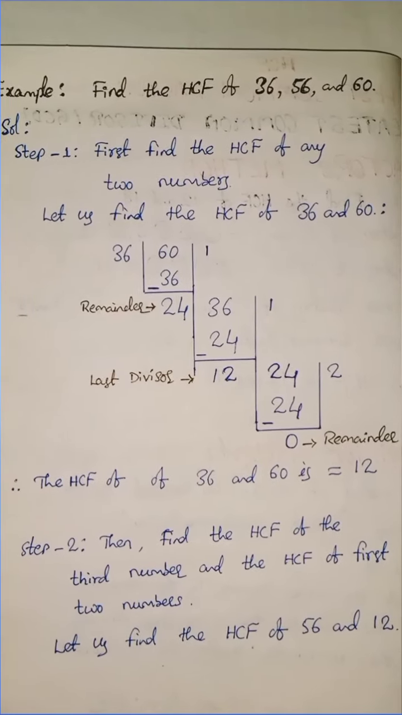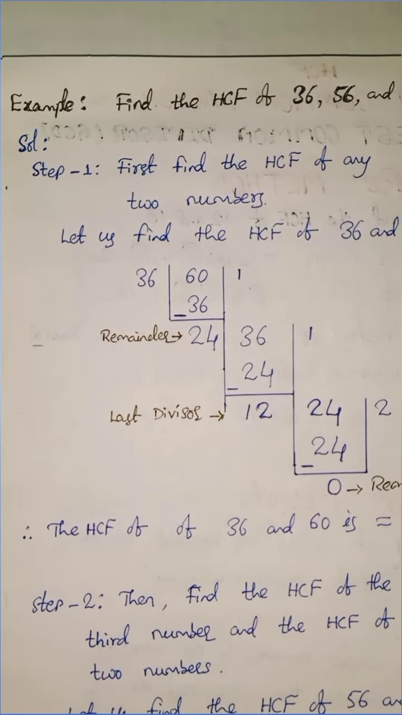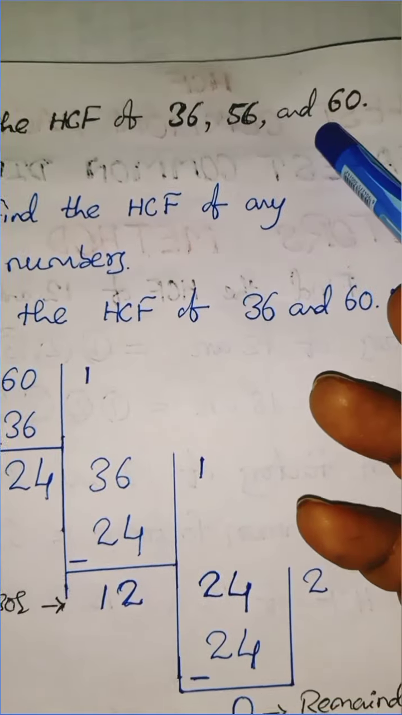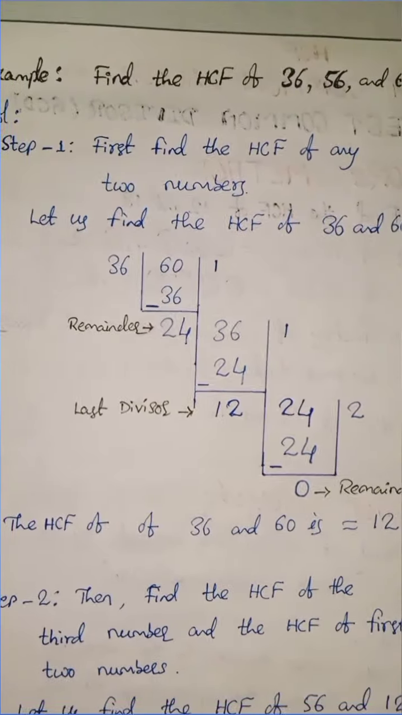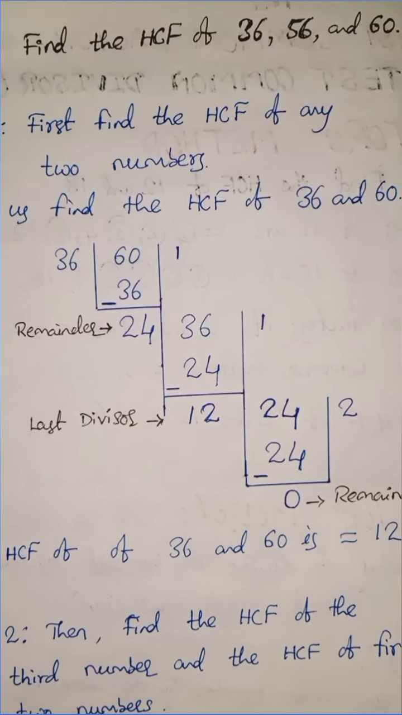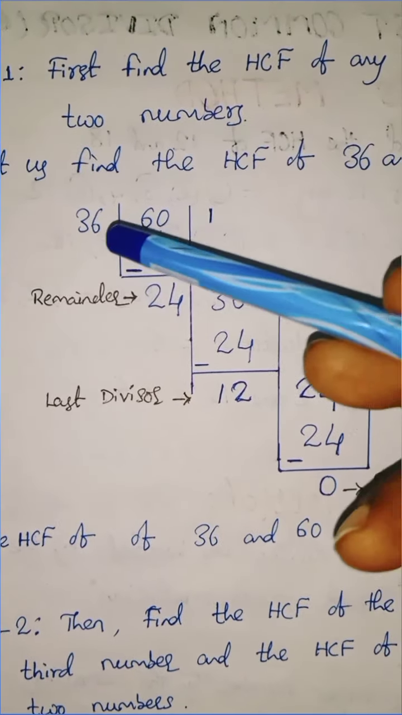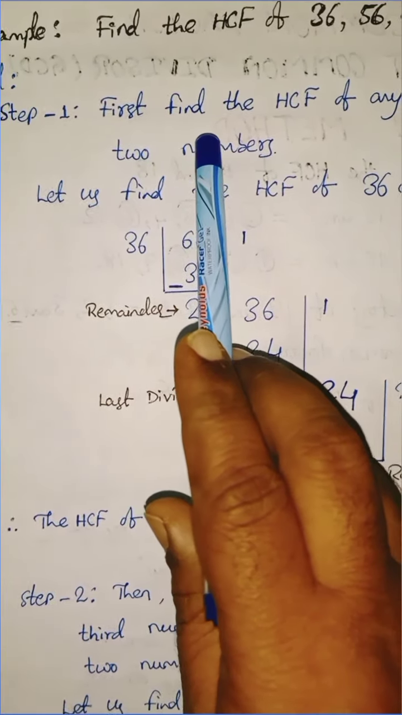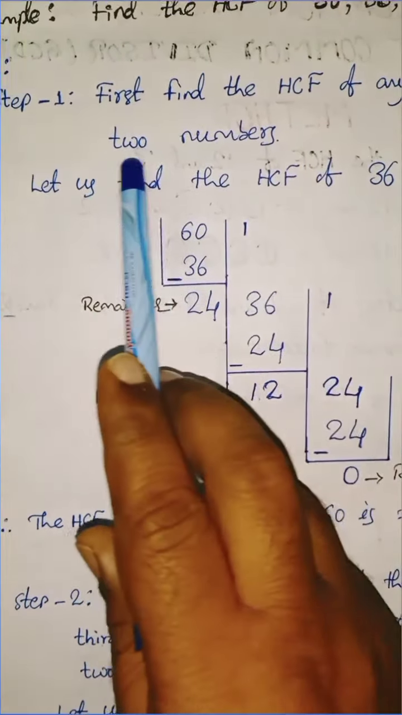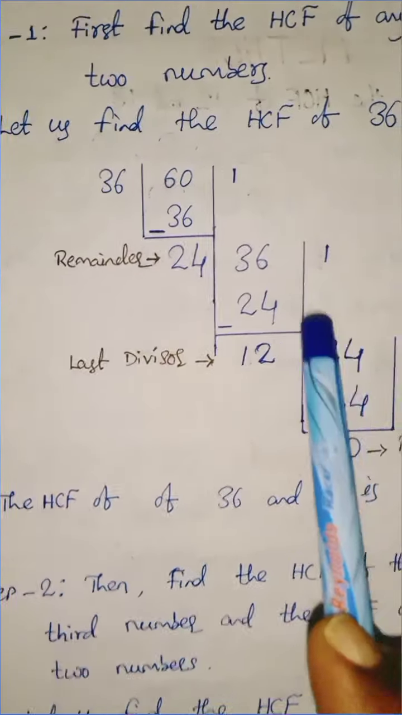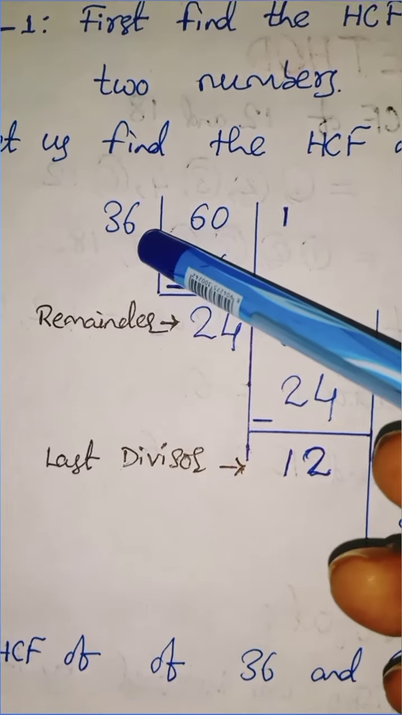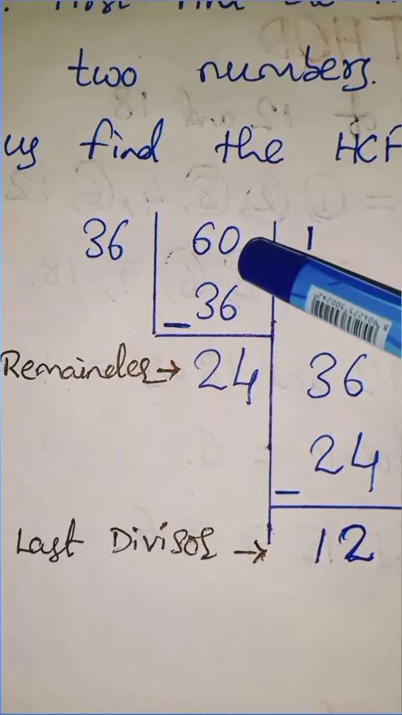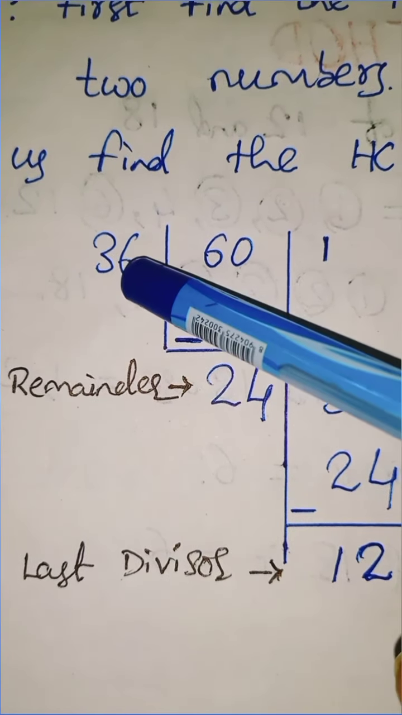Division method, one example. Find the HCF of 36, 56 and 60. Here we are given three numbers, so first we take any two values. Here we take 36 and 60. The first step is to find the HCF of any two values. So we take 60 and 36. The highest number is 60, so that is taken as the dividend, and 36 is the divisor.